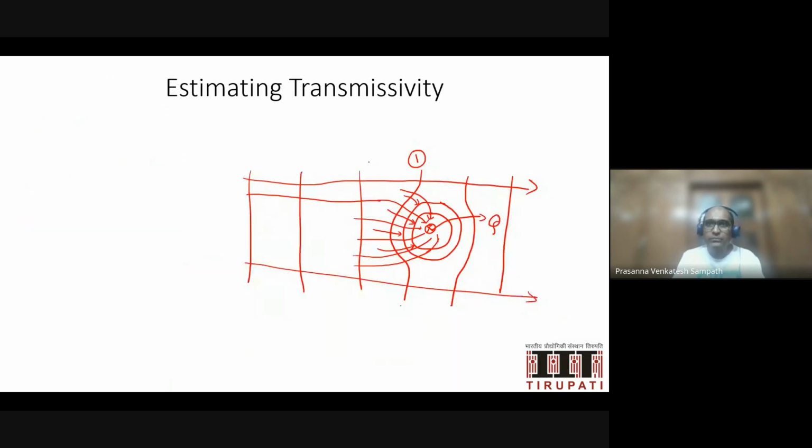Now, you can also use whatever we've discussed now to actually estimate the transmissivity of an aquifer. So now let us imagine I have a pumping well which is pumping out some water at some rate Q, let's say. Okay. Now what happens is, around the pumping well, usually I will have what are called closed contours, right? A closed contour.